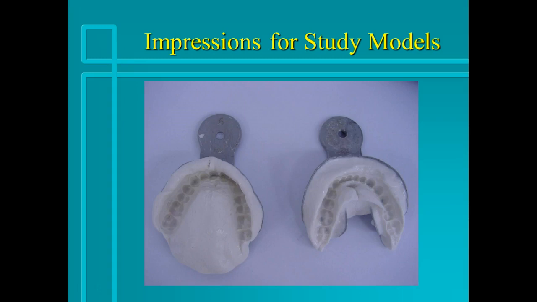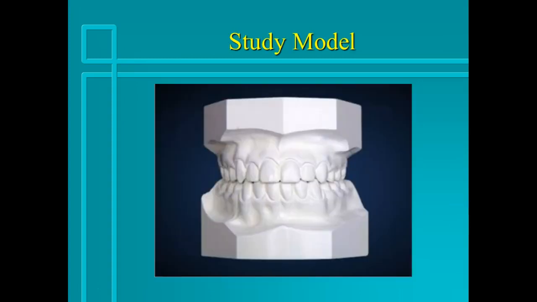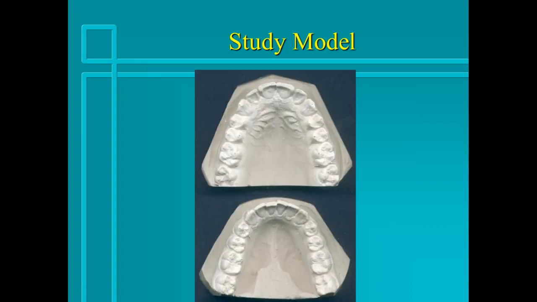Here we have an example of impressions for study models, and the product that was used to create these impressions was the alginate impression material. Now this is an example of a study model, and another example of a study model. Here we see the maxillary arch, and here we see the mandibular arch.